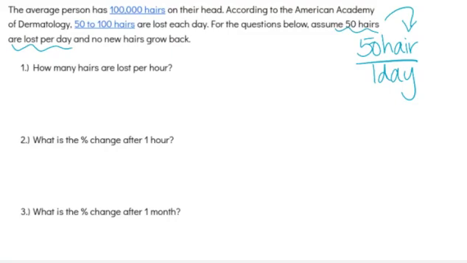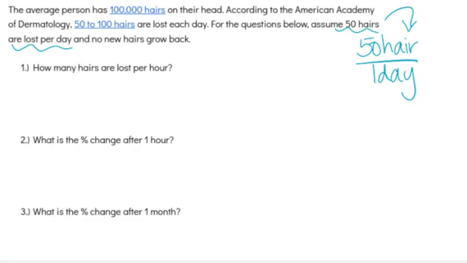Let's do a few sample problems with the use of dimensional analysis. The average person has 100,000 hairs on their head. According to the American Academy of Dermatology, 50 to 100 hairs are lost each day. So for these questions, let's assume 50 hairs are lost per day and no new hairs grow back, to make things a little bit easier to calculate.